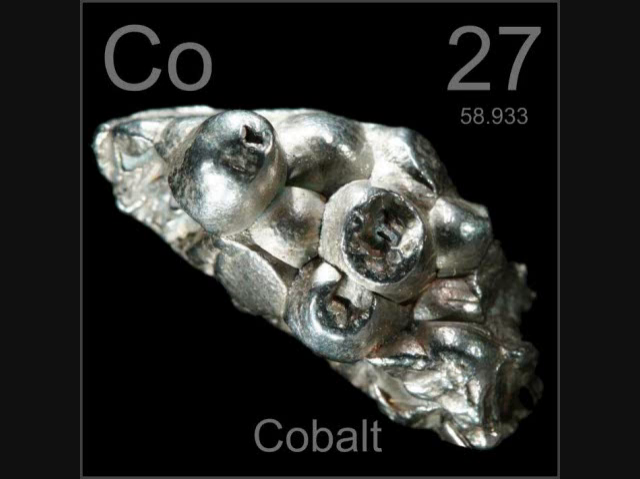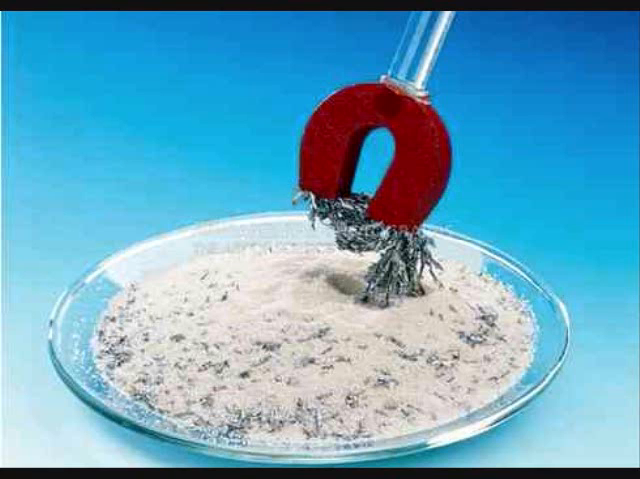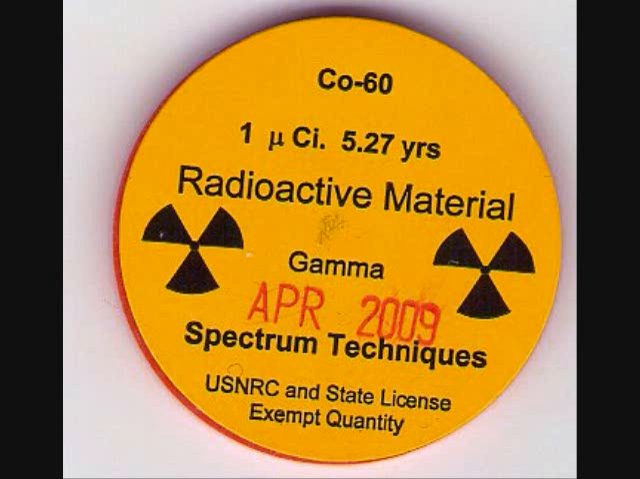Cobalt, element number 27, is a transition metal situated between iron and nickel. Like iron and nickel, it is ferromagnetic, meaning it is strongly attracted to a magnet. Cobalt-60 is a radioactive isotope of cobalt present in nuclear fallout, which sometimes gives cobalt a bad name, whereas its one naturally occurring isotope, cobalt-59, is perfectly stable.